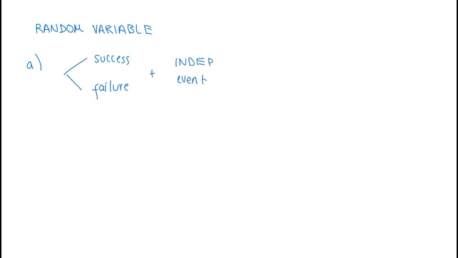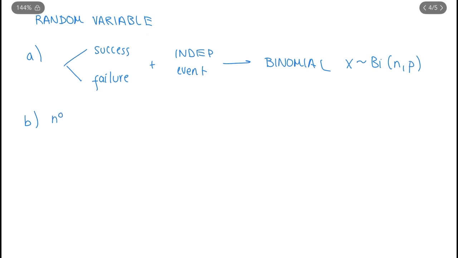Now we're going to see a conceptual map of the problem we have been dealing with. To start off, we have dealt with random variables. Knowing this, in part A, knowing that the result could be success or failure and that the variable was independent, the distribution was binomial, and the probability distribution used was this one, with parameters n and p.